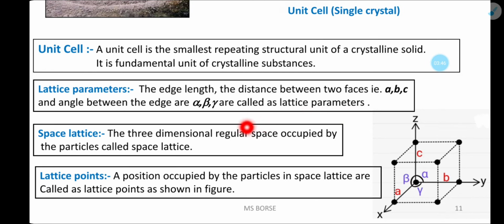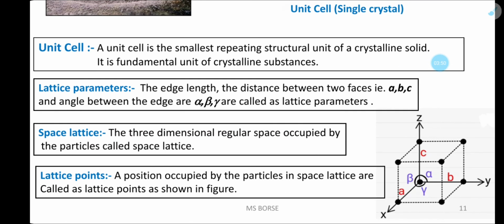Okay. Then the third terminology is space lattice. So what is space lattice? The three-dimensional space occupied by the atoms, ions, or molecules in a crystal is called the space lattice. That means the space in between the atoms or particles in the crystal is called the space lattice.